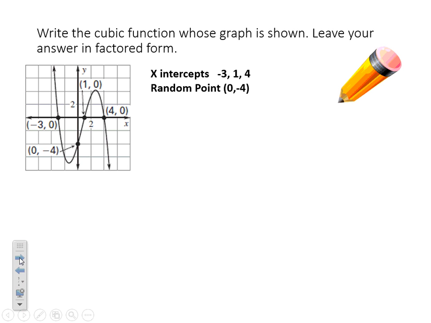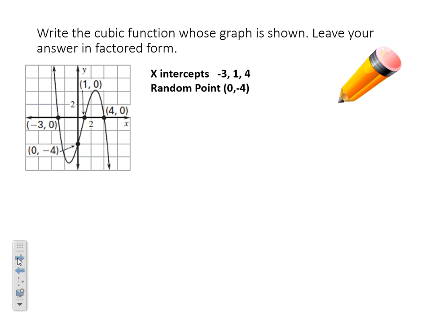Go ahead and write this one in your notes. You don't have to draw the graph, but let's write down that key information about the graph. So we're to write the cubic function whose graph is shown. Leave our answer in factored form. As you see on that graph, there are some key points listed. We see x-intercepts at -3, at 1, and at 4. And there's also this random point down here at (0, -4). That's not an x-intercept. It happens to be a y-intercept. But for our case, we'll think about that as a random extra point that we're given.